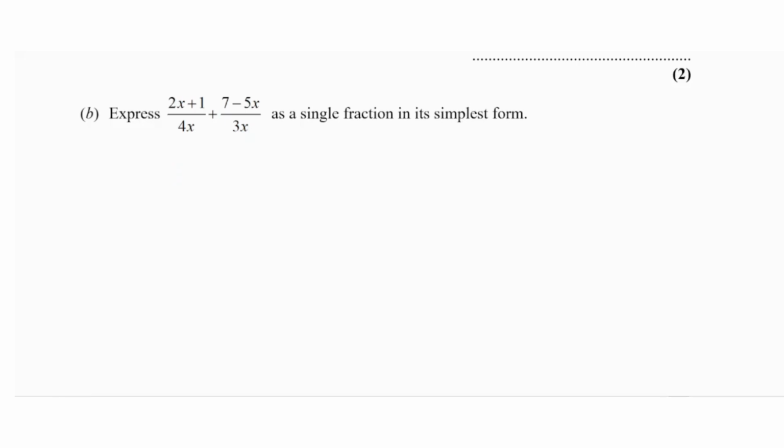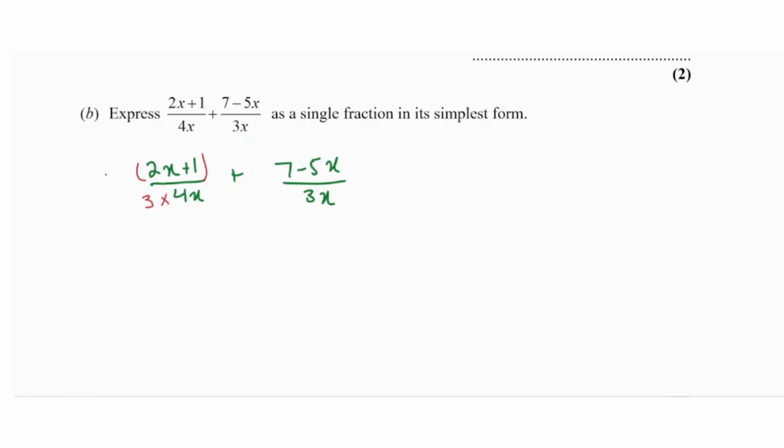Let's pick up the question first quickly. The question is (2x plus 1) over 4, plus (7 minus 5x) over 3x. What we're going to do is make the denominators the same. How are we going to make the denominators the same? We're going to multiply here by 3.